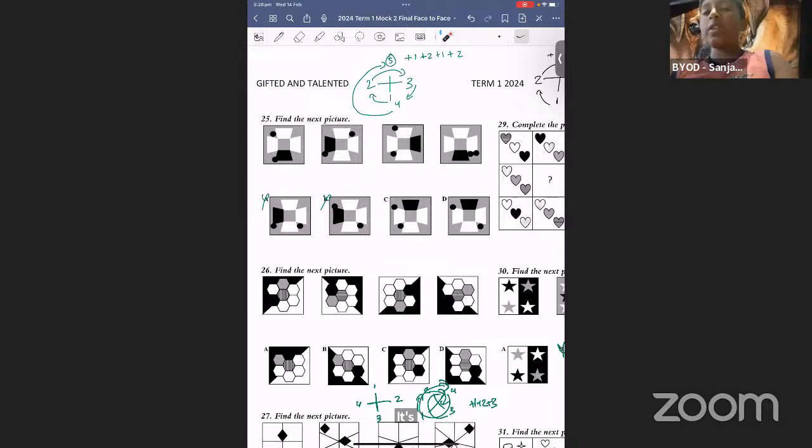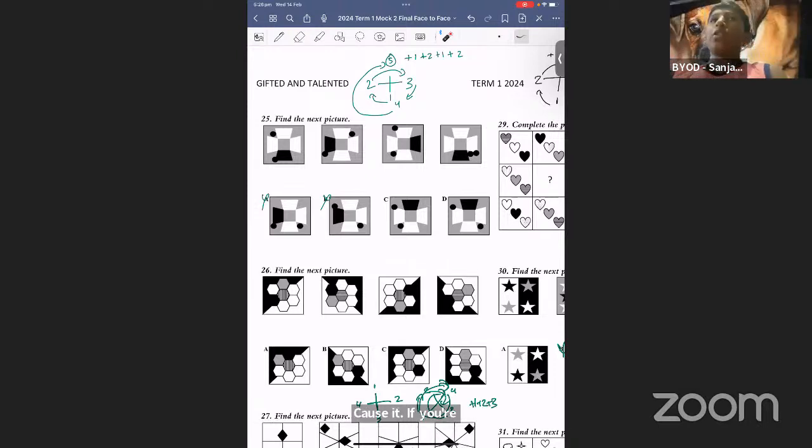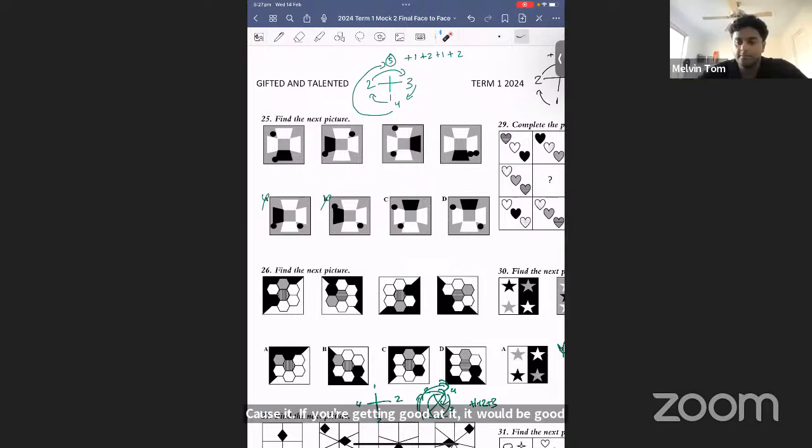In GATE, when we're doing abstract, can you use the mapping strategy? Why not? Because if you're getting good at it, it would be good for the timing. Obviously, the best way to be really fast at abstract reasoning is to be a genius and then see these patterns straight away. The next best thing is to make sure that every pattern you see, you're able to logically do it correctly. So when you become good at mapping, you're able to solve it fairly quickly and in a logical manner.